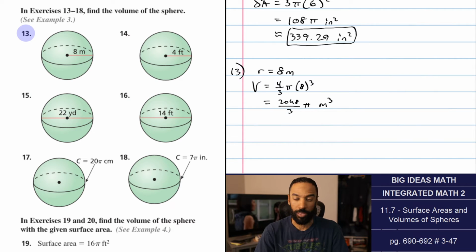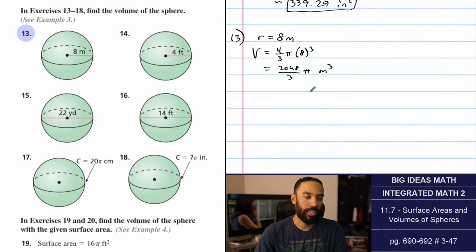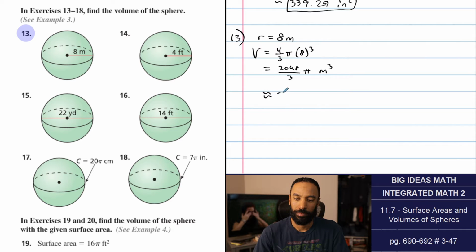2048 does not divide by 3, by the way. And you get 2144.66 cubic meters. There's one.